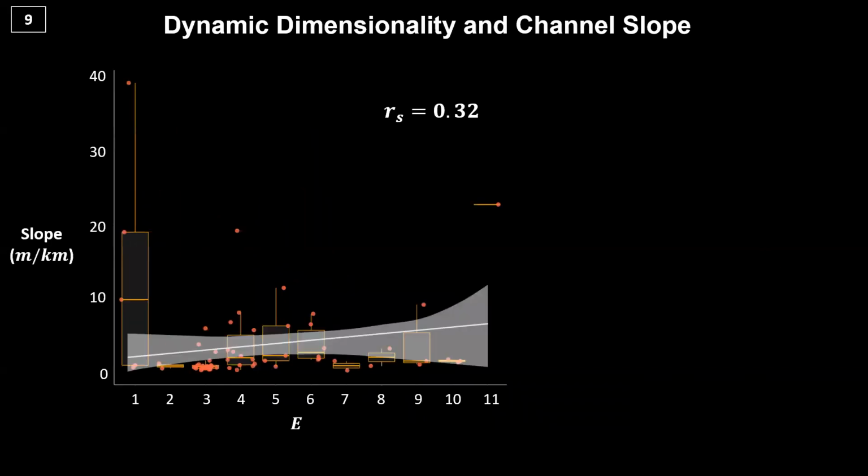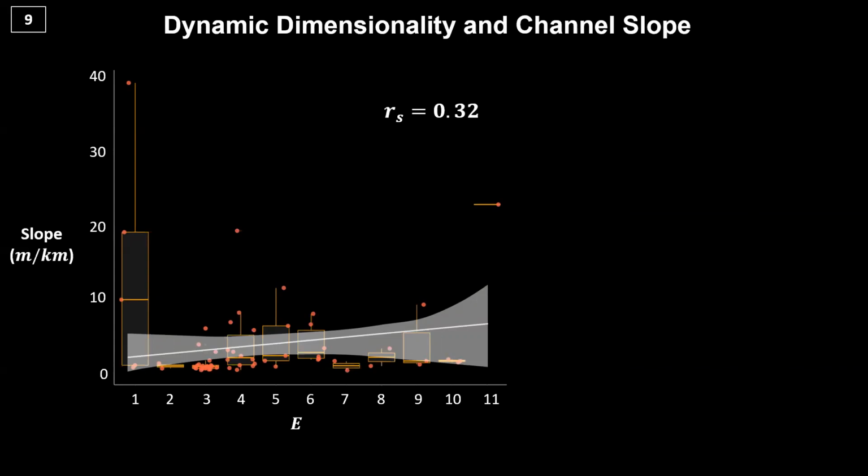Here we have the number of active degrees of freedom in the horizontal axis and the slope of the main channel in the vertical axis. And we see that there is a positive Spearman correlation coefficient of 0.32. What this means is that, by holding all other variables constant, an increase in the slope of the main channel leads to a flashier response of the basin, and as a result, a higher number of active degrees of freedom.